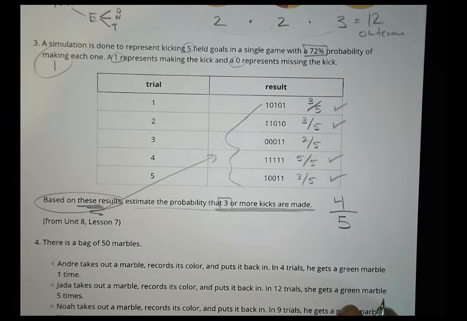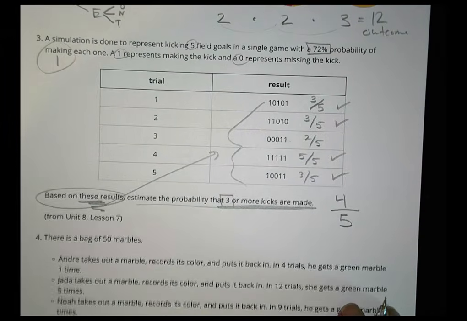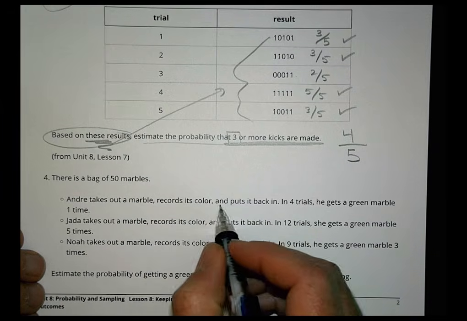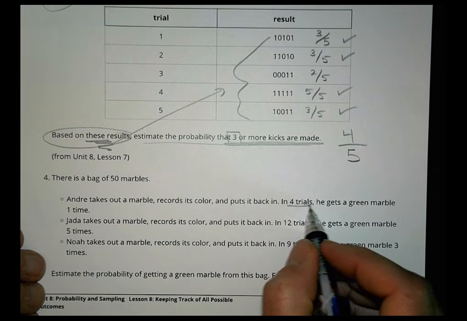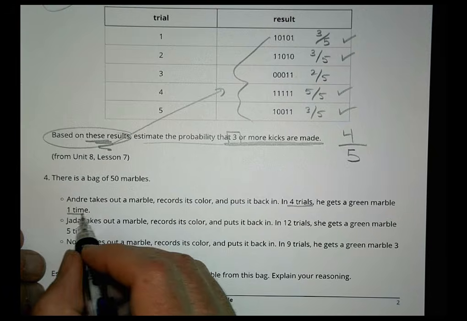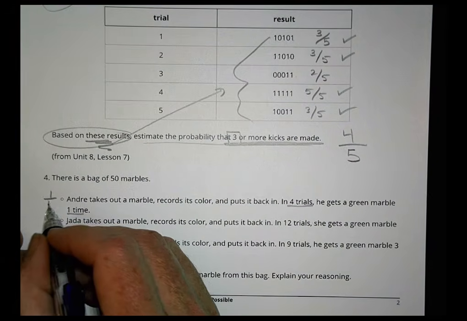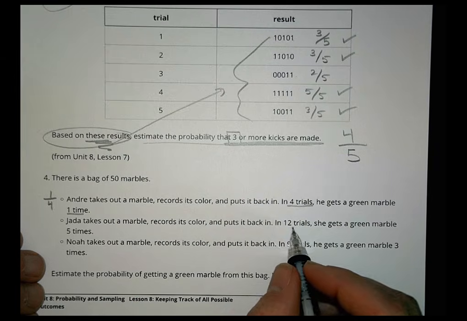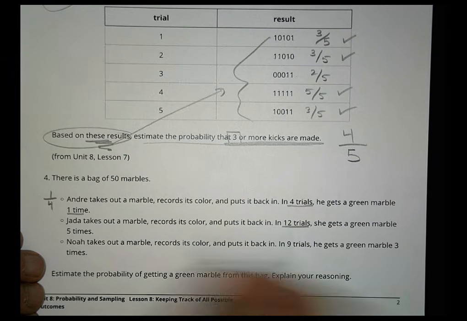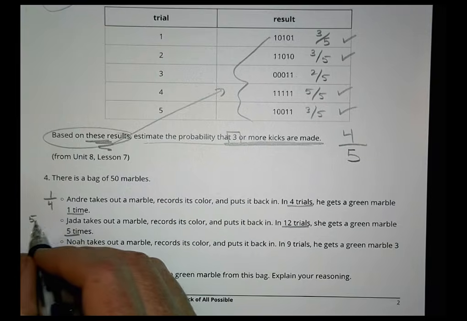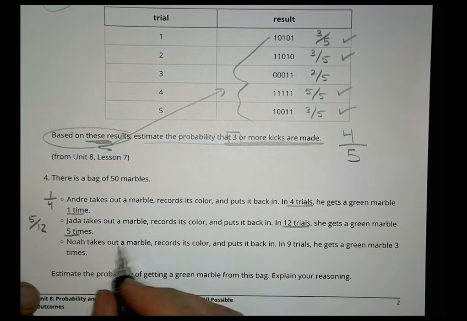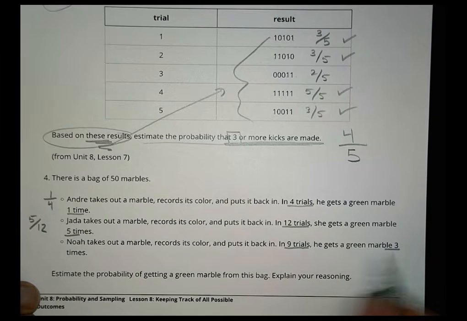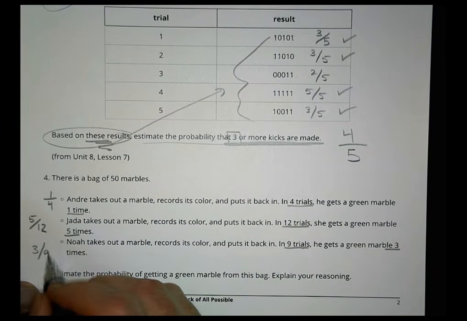And finally, number 4, I think the last one here, yep. There is a bag of 50 marbles. Andre takes out a marble, records its color, puts it back in. In 4 trials, he gets a green marble 1 time. So he gets 1 green out of 4 tries. Jada takes out a marble, records its color, puts it back in. So in 12 trials, she gets a green marble 5 times. So she got 5 out of 12. Noah takes out a marble, records its color, puts it back in. In 9 trials, he got 3. So he got 3 out of 9.